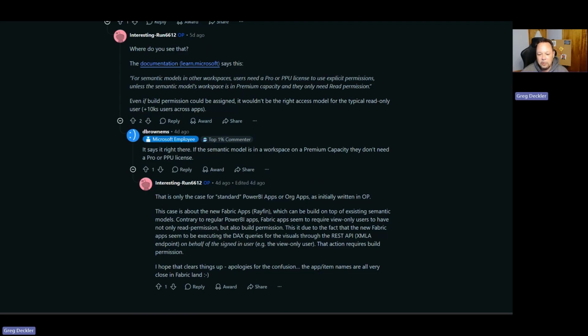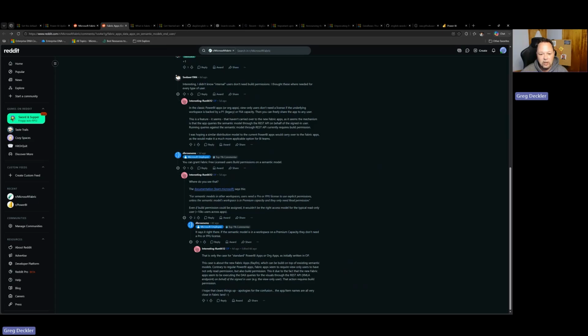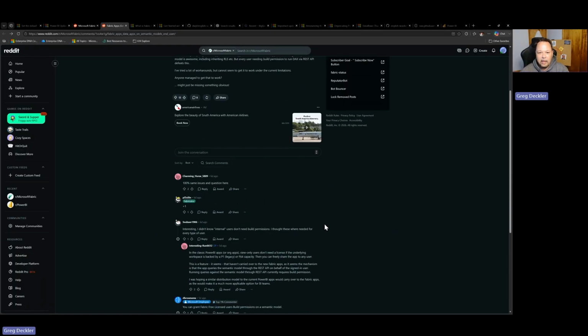This is about Fabric apps, and it is executing the DAX queries for the visual through the REST API, the XML endpoint, on behalf of the signed-in user. And that requires build permissions. So he ended the conversation because the Microsoft employee doesn't know one bit what they're talking about, as per usual.